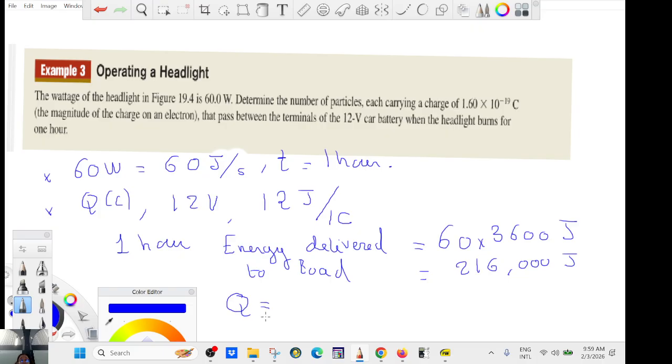Okay, so it's a proportion, right? 1 coulomb is 12 joules. How many coulombs is 216,000?